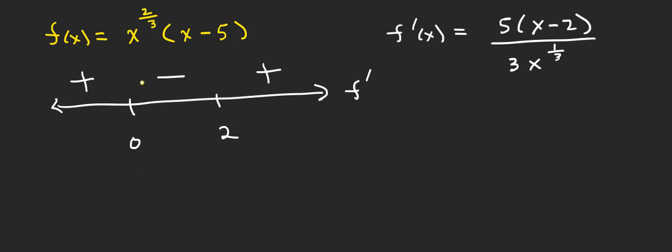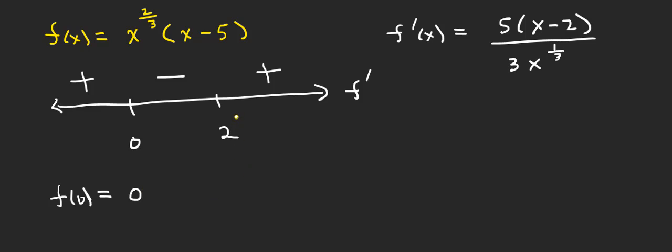So when is f increasing? f is increasing from negative infinity to 0 and 2 to infinity. And f is decreasing from 0 to 2. Now f will have a local maximum at x equals 0 because the sign of f prime is changing from positive to negative. And local maximum value will be f of 0, which is going to be 0. When you plug in 0, you will get 0.